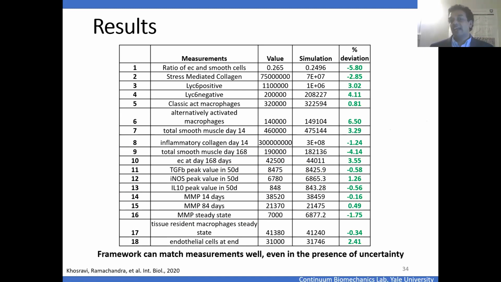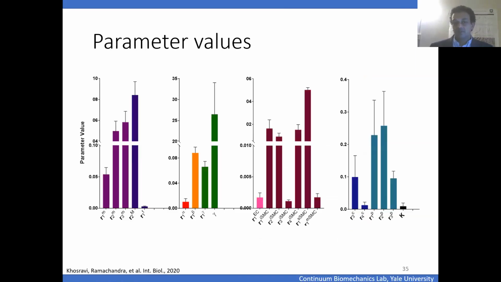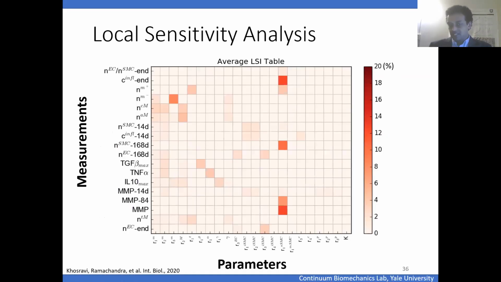Okay, so the framework can match the measurements well, even in the presence of uncertainty. And of course, you determine these parameters, you put error bars on them, which are very helpful. And you can do, of course, a local sensitivity analysis to determine how much an output changes when you change an input. And you do gain some biological insights.